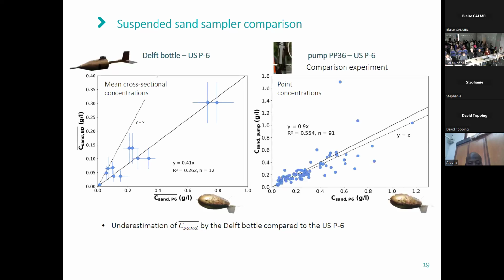We also performed two specific comparison experiments comparing the pump PP36 and the USP6, where we measured several point concentrations at the same depth and simultaneously. So we can compare the concentration determined by the pump to the one by the USP6, and we can see that the results are usually relatively consistent in terms of concentration and also in terms of grain size.